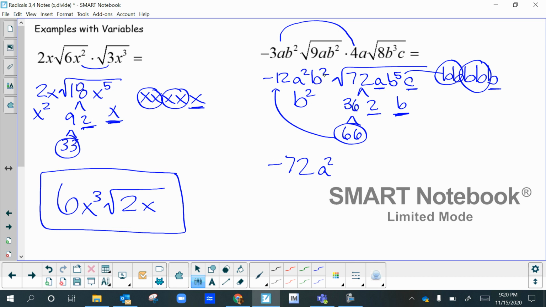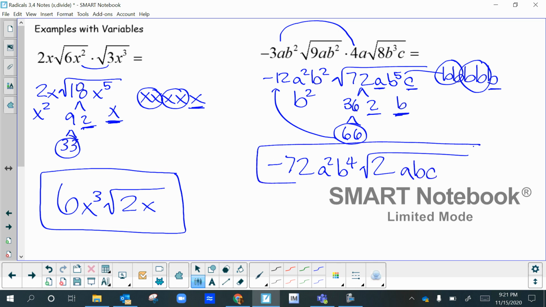B squared is going to join another b squared. So b squared times b squared is b to the fourth. And then I have my radical coming up next because I don't have anything else going out there. And then I have a 2 underneath the radical. I have a B, and a C. So A, B, C. And that is my final answer when I multiply that multiplication problem.